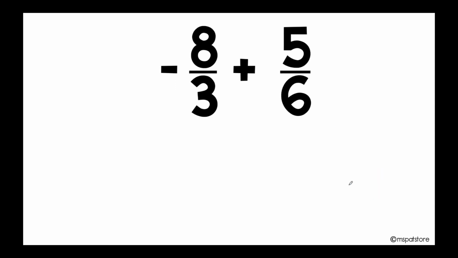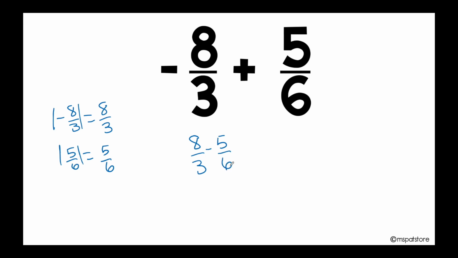Try to do this other example. Please pause the video. In this example, they have different signs. So we're going to find the absolute value of each one of them. Negative 8/3 is positive 8/3, and the absolute value of positive 5/6 is just 5/6. So we're going to subtract them, because they have different signs.